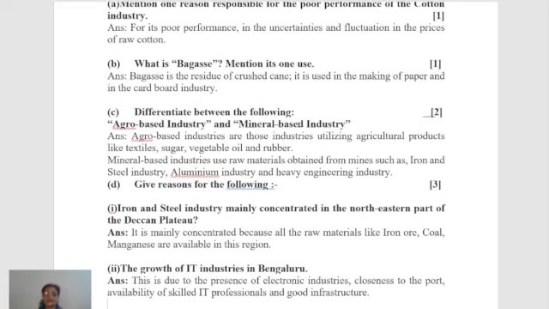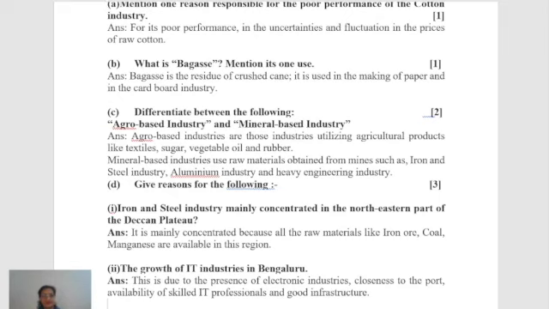Then what is its main use? It is used mainly in the making of paper, right? It is used in very low grade paper and the cardboard industry. Moreover, you can even say that it is used locally as a fuel also.